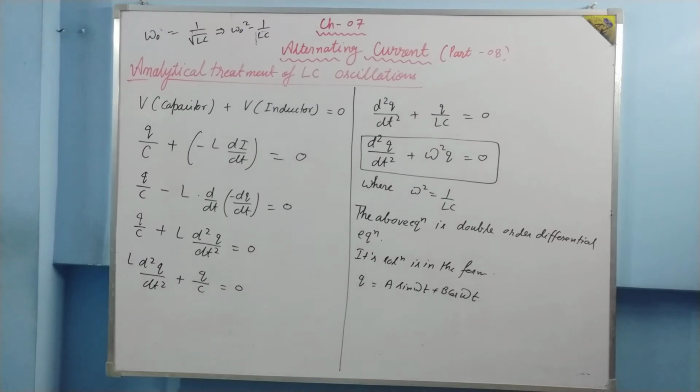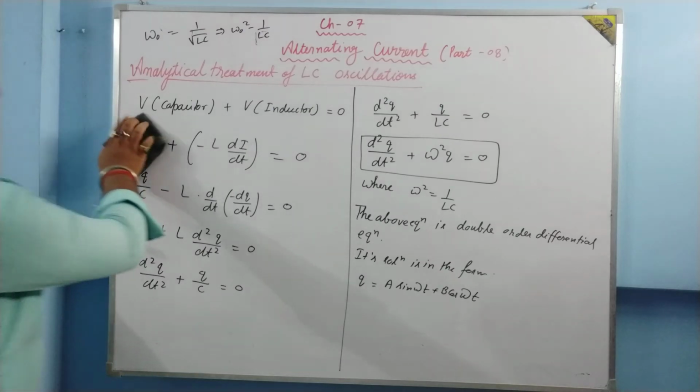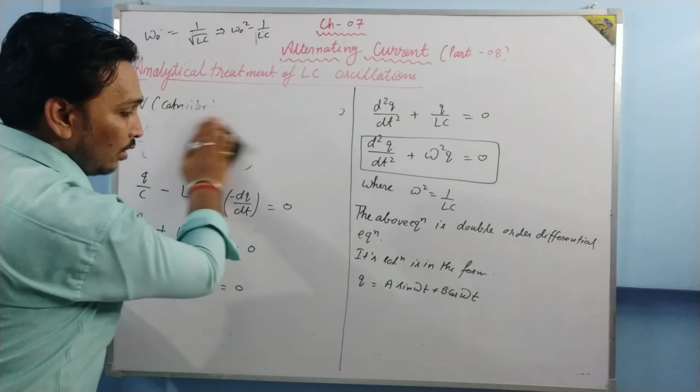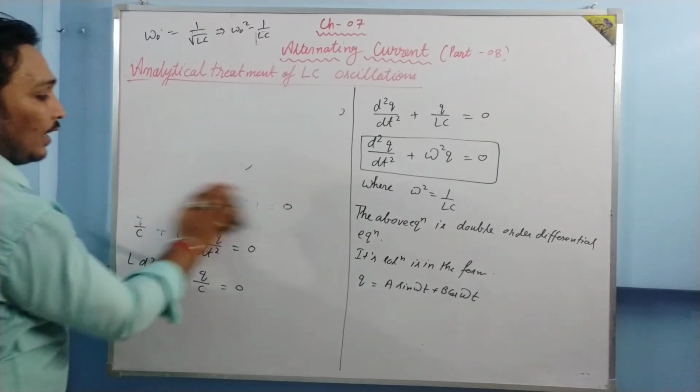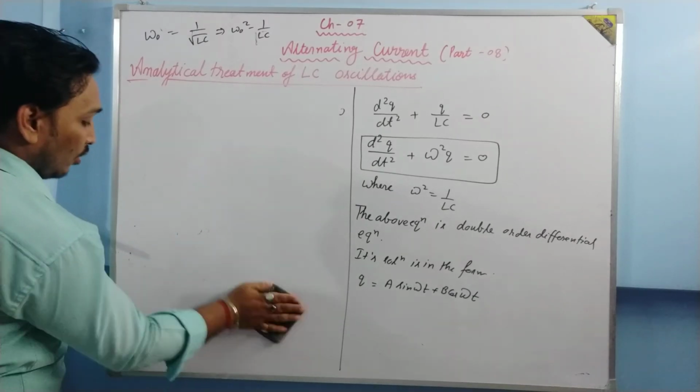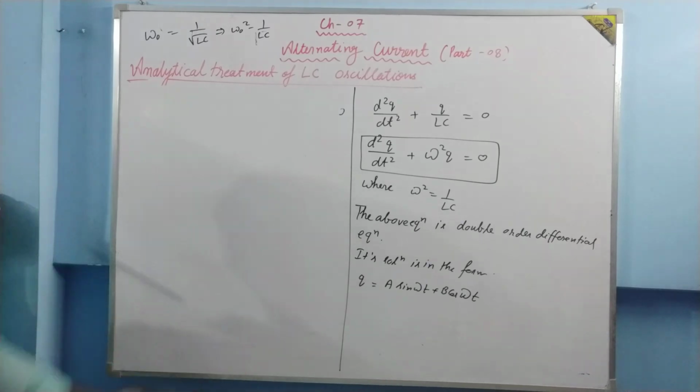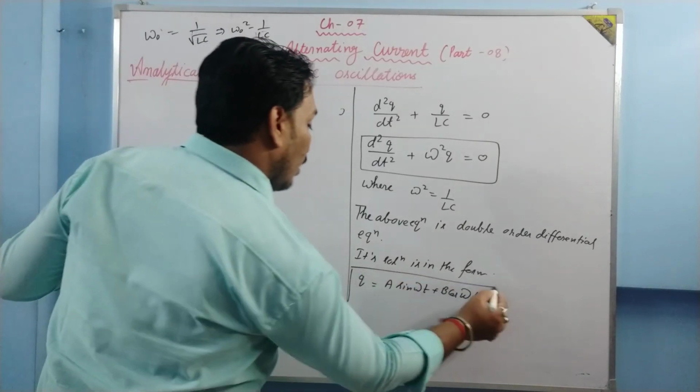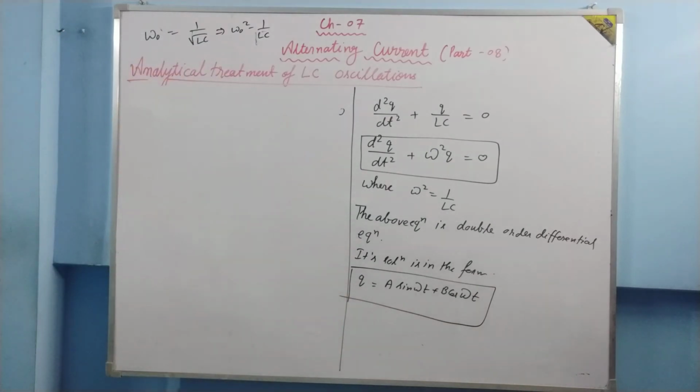If a comes out to be 0, then obviously the charge will be in terms of cos, and if b comes out to be 0, then charge will be in terms of sine. Okay. So I'm going to solve this one now. Now just see.